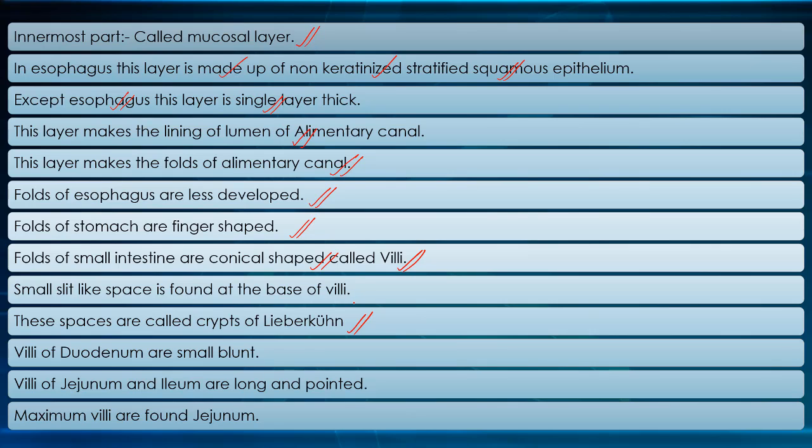Folds of the esophagus are less developed. Folds of the stomach are finger shaped. Folds of the small intestine are conical shaped, called villi. The small slit-like apertures found at the base of the villi are known as what? Crypts of Lieberkühn. Villi of the duodenum are small and blunt. Villi of the jejunum and ileum are long and pointed. Maximum villi in the jejunum increase the absorptive surface area, and the maximum absorption happens in this region.